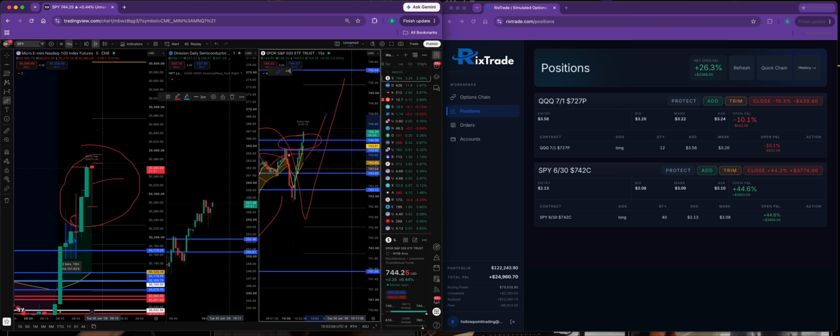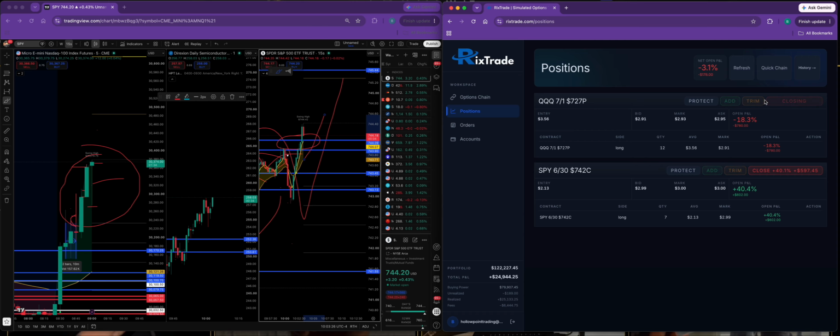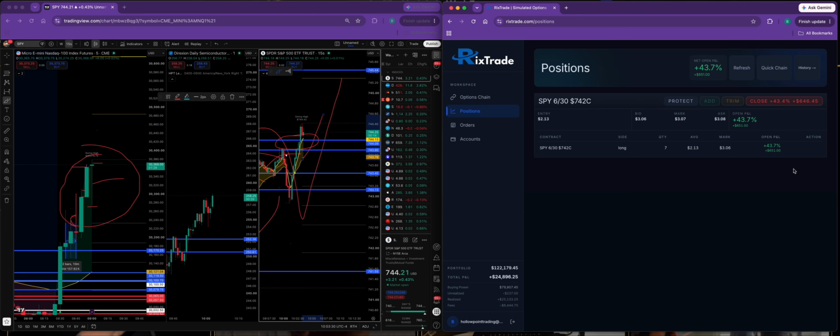Whoa, I didn't want to open that up. I did not mean to do that. Cool. So I'm gonna go ahead and close these contracts here. Okay. And now I have these contracts here, okay? So I just have 7 runners left. Here's my trades from the day.